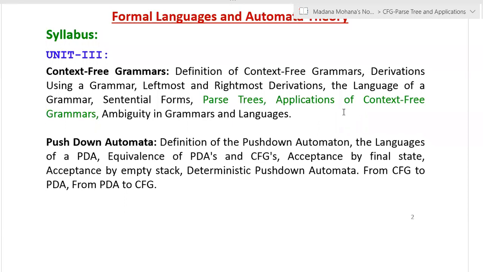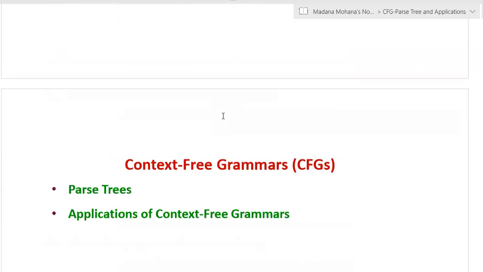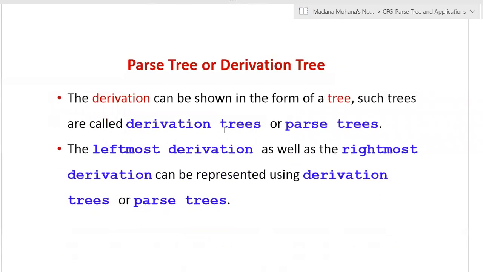So now we will come up with the outline of today's lecture. First we will discuss what is a parse tree or derivation tree. Then we will demonstrate some examples, construction of a parse tree or derivation tree for a given context-free grammar. Then finally we will see what the applications of context-free grammars are. Now coming to our first topic, parse tree or derivation tree.